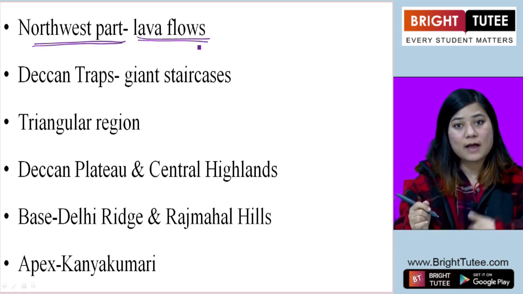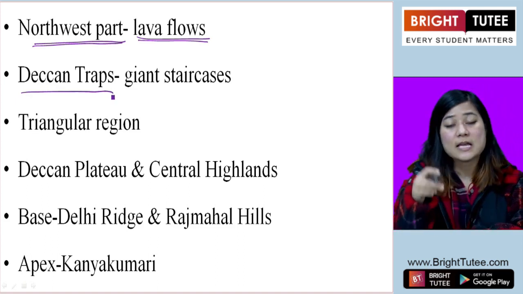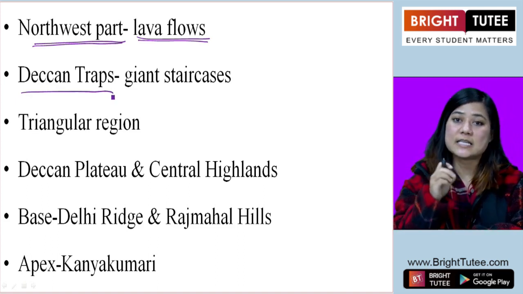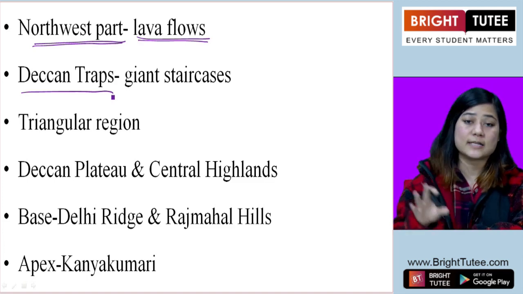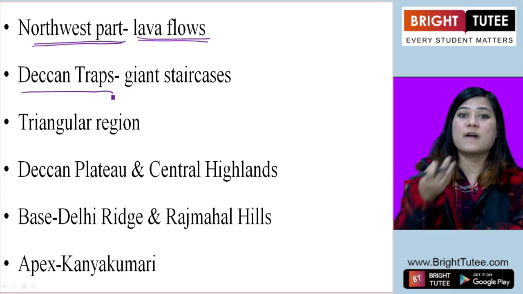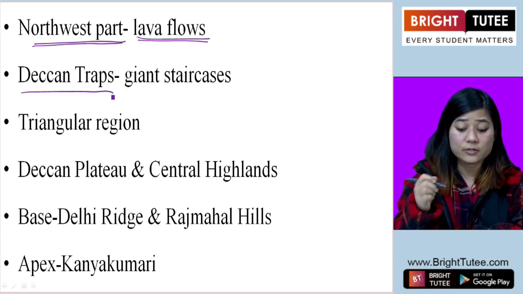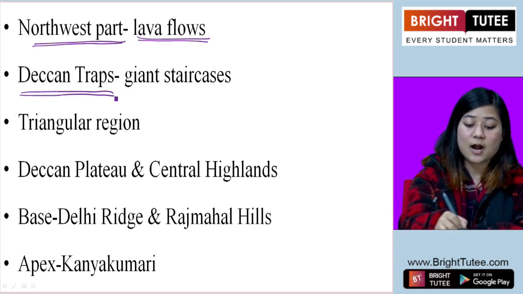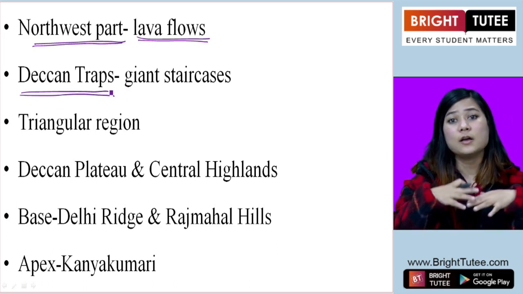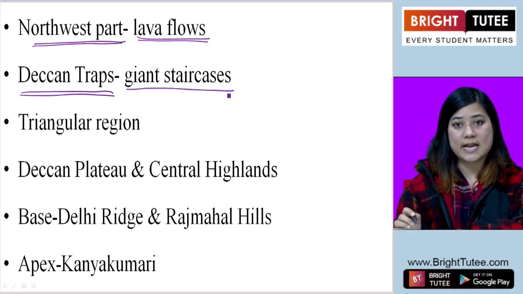Now it also has a unique feature called the Deccan Traps. This feature is seen only in the Peninsula Plateau of the entire country. It is not found in the Himalayas, it is not found in the Thar Desert, it is not found in the northern plains, but only in the Peninsular Plateau. And the Deccan Traps are the name given to a kind of landmass which looks like giant staircases.